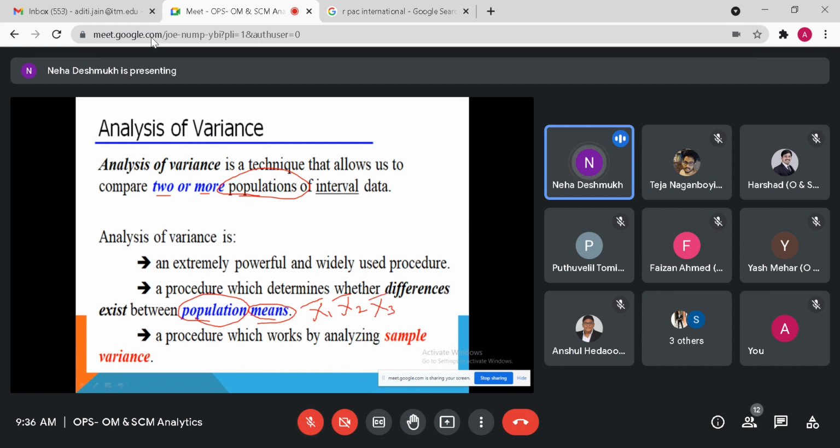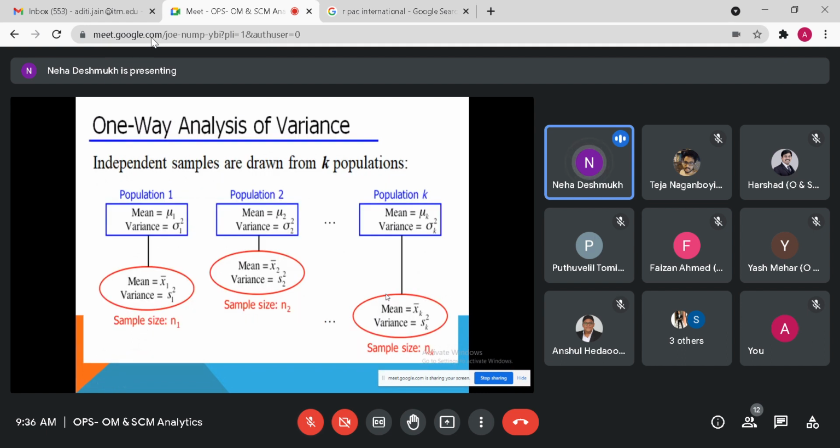A procedure which works by analyzing sample variance. Every time we use sample variance: population 1, mean is mu1, variance is sigma 1. This is mean x1 bar, variance is sigma 1 bar. This is for population 1, actual value, calculated value, actual, then sample, then actual, then sample. Right?